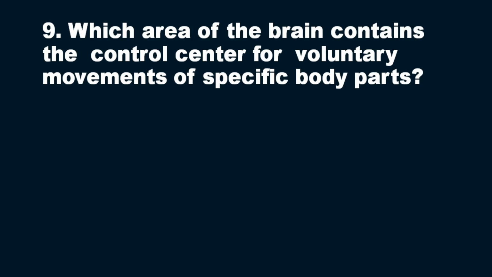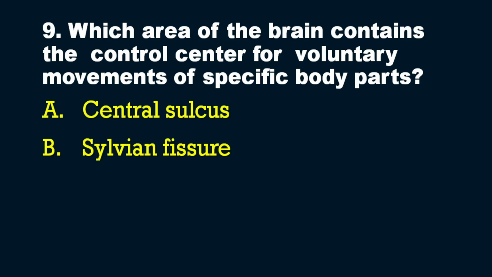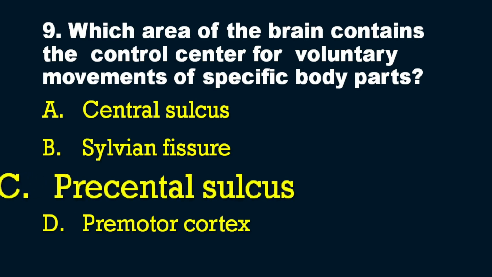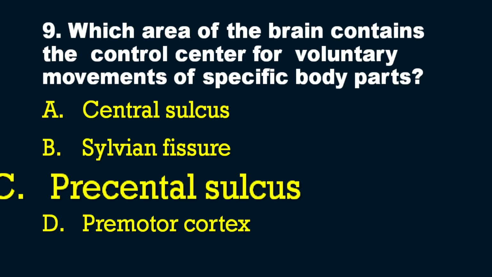Okay, so two things you should understand about this question: where is the control center for the voluntary movements of specific body parts, and in which part of the brain it is located. The options are: option A, central sulcus; option B, Sylvian fissure; option C, precentral sulcus; and option D, premotor cortex. So where is the control center for the voluntary movements of specific body parts located? So that is the question. The answer is option C, precentral sulcus, central sulcus.